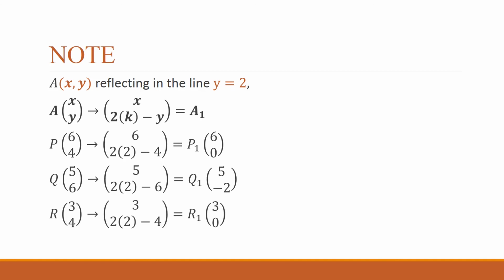And the last point R, which was (3, 4), to reflect in the line y equals 2. In the same way, the x-coordinate remains the same, and on the y-coordinate, we multiply the constant k by 2 and subtract the y-coordinate, and that will produce the image point R1, which is (3, 0).